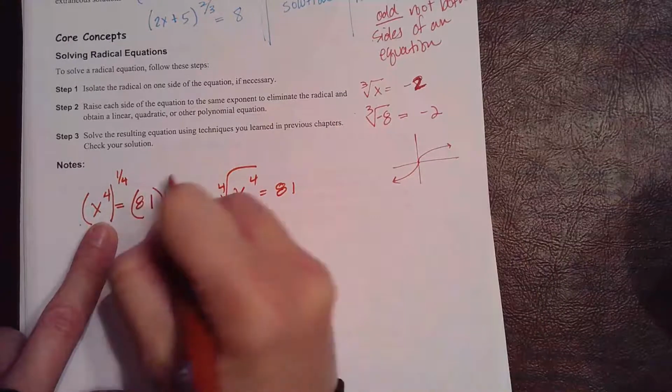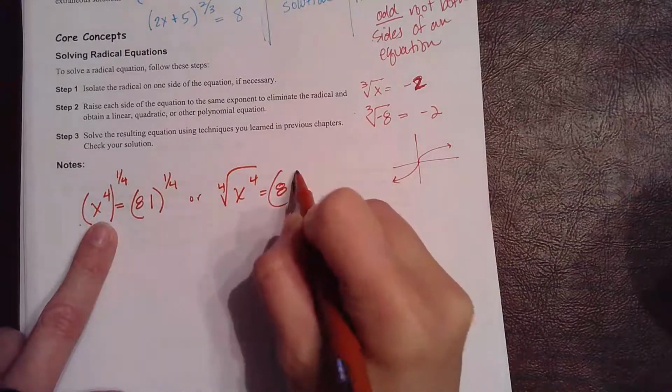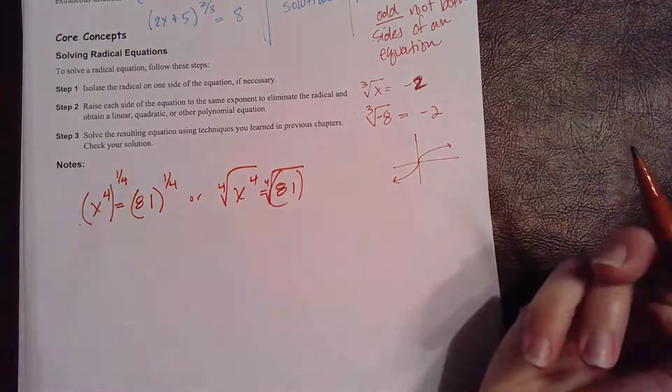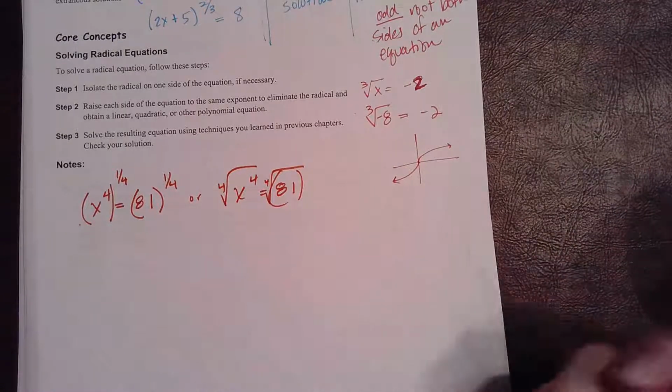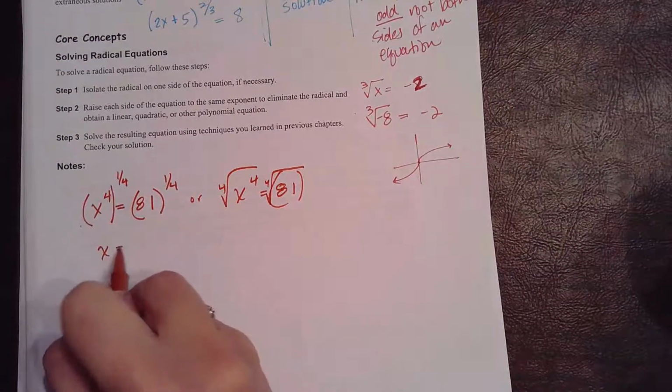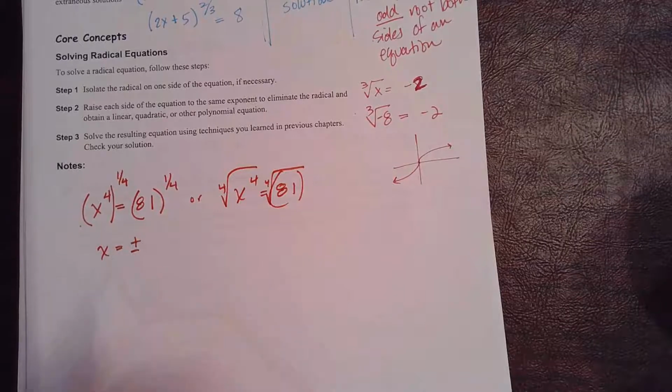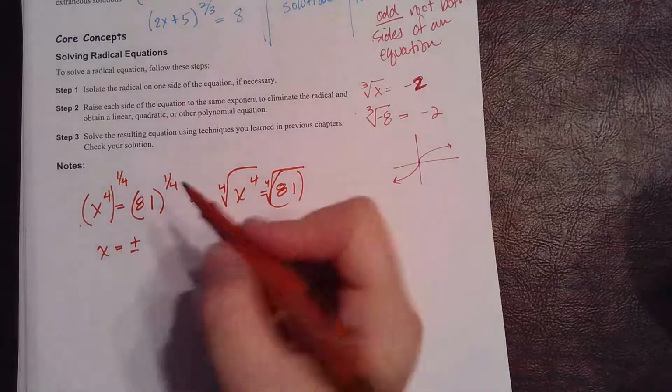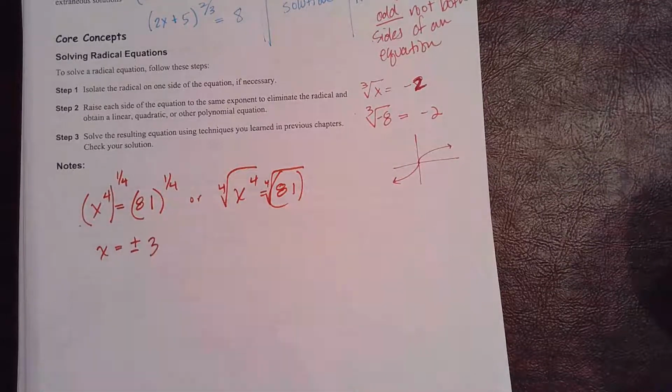So remember that whatever you do on one side of your equation, you do on the other. So this is the 4th root. And either way, you're going to end up with the same answer. This is an example where because we took a 4th root, we're going to put a plus or minus, and then the 4th root of 81 is 3.